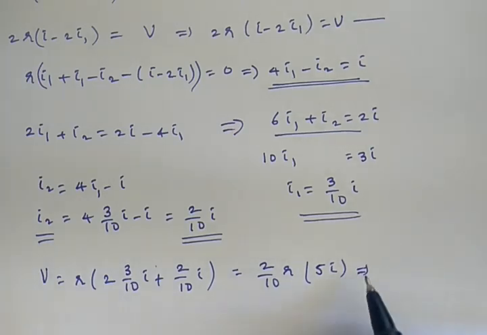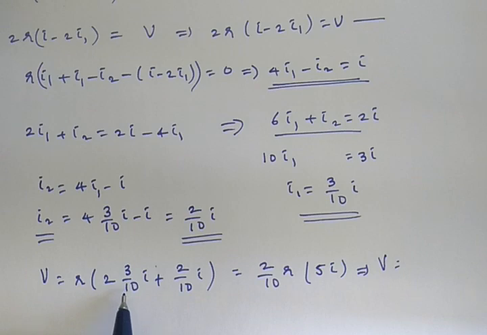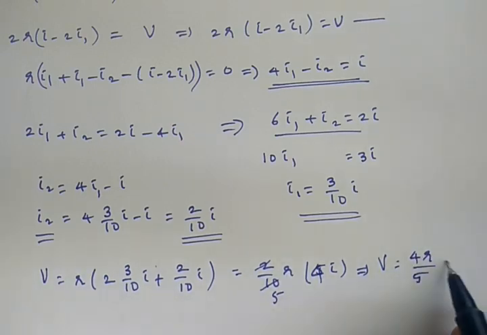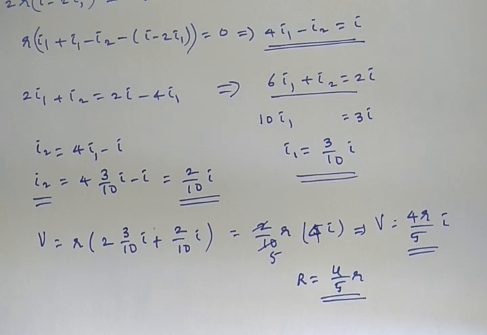So now you can write this as V equals, sorry, you are taking 2 by 10 common. When you take 2 by 10 common, you get here 4, not 5. So 4, then now V equals, you can cancel 2 by 10 as 1 by 5, then 4R by 5 into I. So now 4R by 5 will be your equivalent resistance. Now equivalent resistance of this circuit equals 4 by 5 R. This is the equivalent resistance of this circuit.